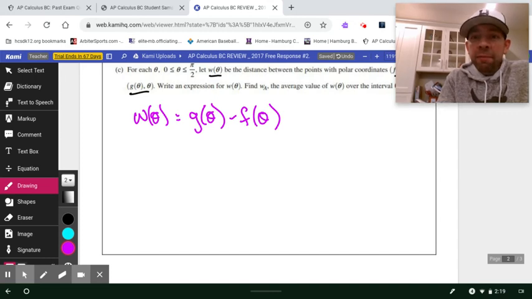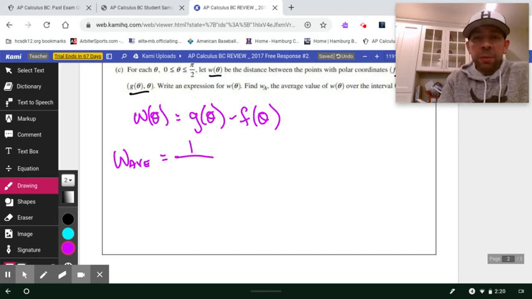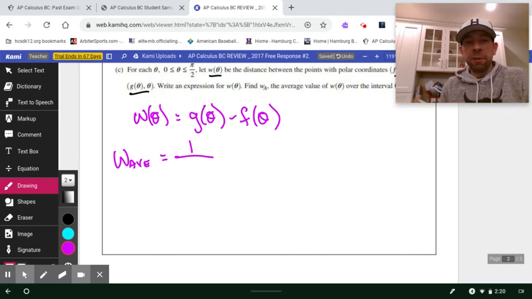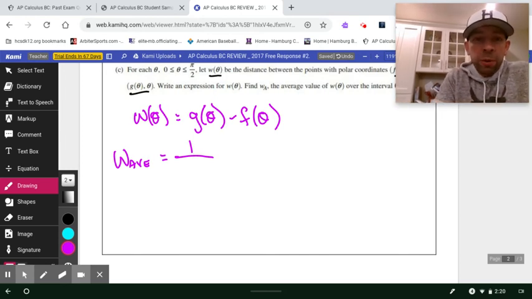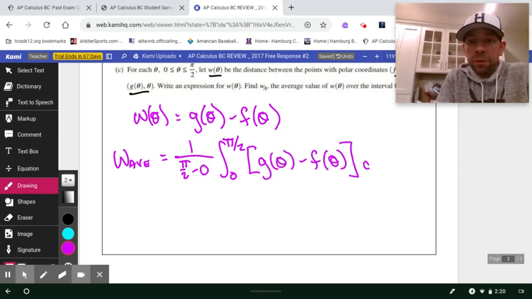Okay, now they want me to find the average value of this function. So I'm going to say w, and then I like to use a little subscript average, so it's not confused with area, is going to be 1 over, and I'm thinking, can you picture that formula? 1 over b minus a times the integral from a to b of whatever function you're finding the average of. So this would be 1 over pi over 2 minus 0 times the integral from 0 to pi over 2 of g of theta minus f of theta with respect to theta.